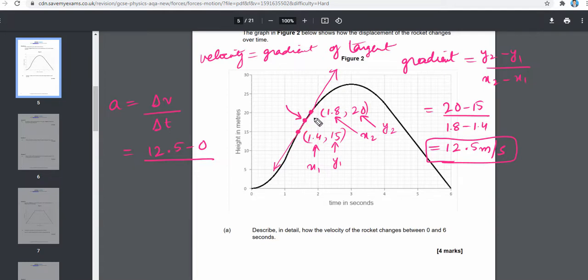So I want to be as close as possible to the answer. Over here my time is 1.6 seconds. So I'll write 1.6 minus 0. From here I'll get the acceleration. So it's 12.5 divided by 1.6. That will be equal to 7.8 meters per second squared. 7.8 meters per second squared will be my acceleration from the initial point.